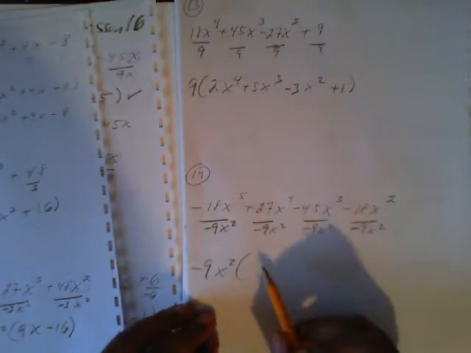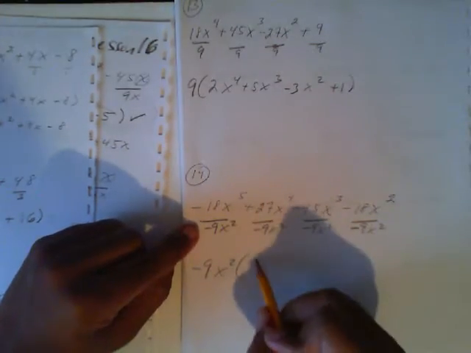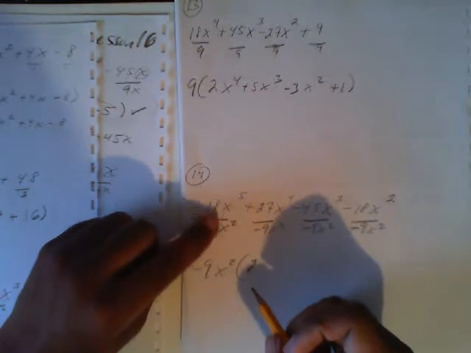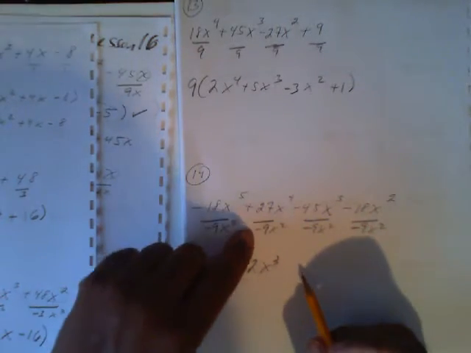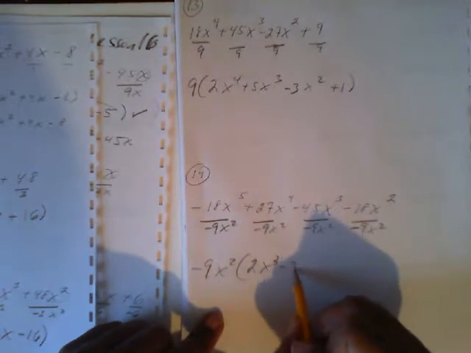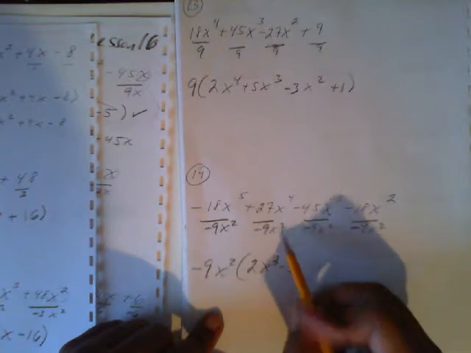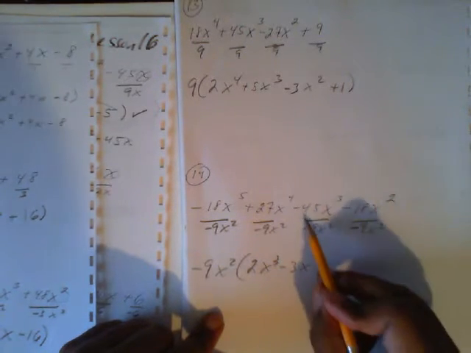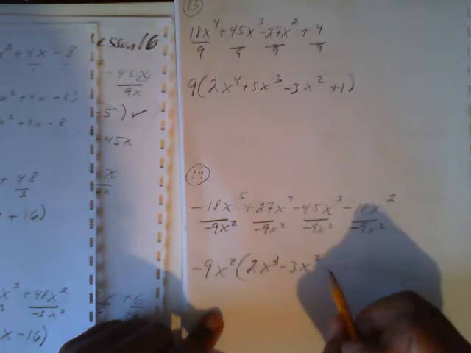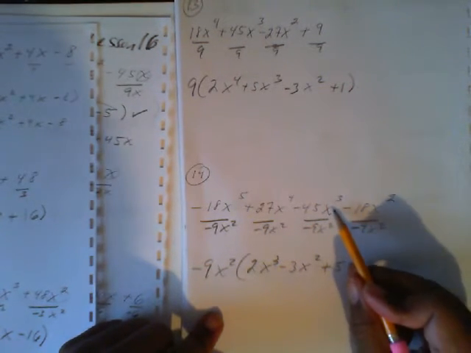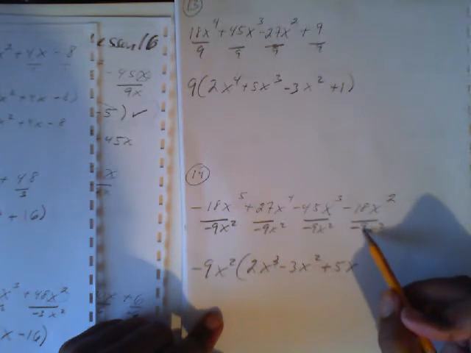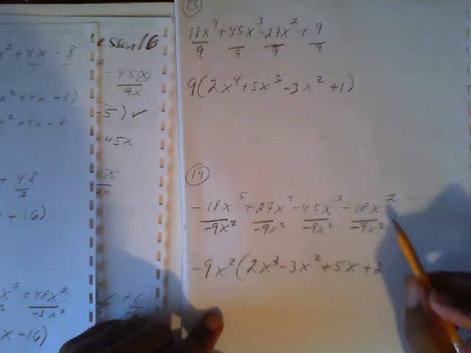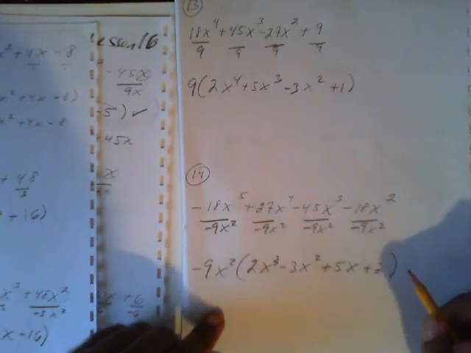Negative 9x to the second power will be multiplied by negative 18 divided by negative 9, which is positive 2. X to the fifth power divided by x to the second power leaves x to the third power. Positive 27 divided by negative 9 leaves us negative 3. X to the fourth power divided by x to the second power leaves us x to the second power. Negative 45 divided by negative 9 will give us positive 5. X to the third power divided by x to the second power leaves us with 1x. Negative 18 divided by negative 9 gives us positive 2. And x squared divided by x squared cancels, and this is our final answer.